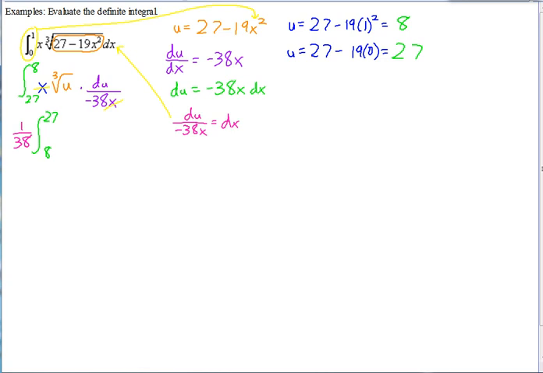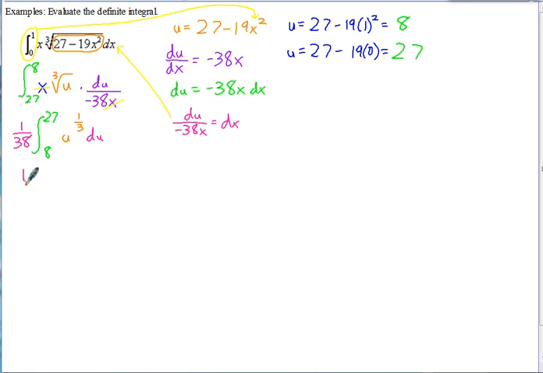But then to make it easier to integrate, we could rewrite this cube root of u as u to the 1/3 times u. Now we've turned a more complicated integral in terms of x into a simpler integral in terms of u. So now we can integrate.